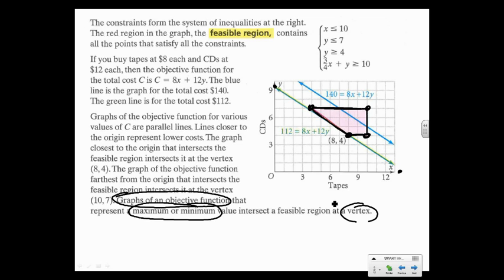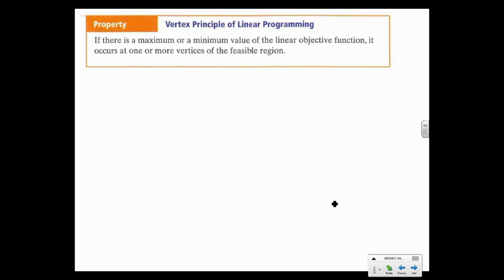All right? So we could test them, but I think logically it makes sense that to get the most CDs and tapes we can, we're going to be at this point out here, because that would give us the most x and the most y possible. All right? So that would maximize our objective function. And there it is again. If there's a max or a min, it has to happen at a vertex, at one of the vertices.